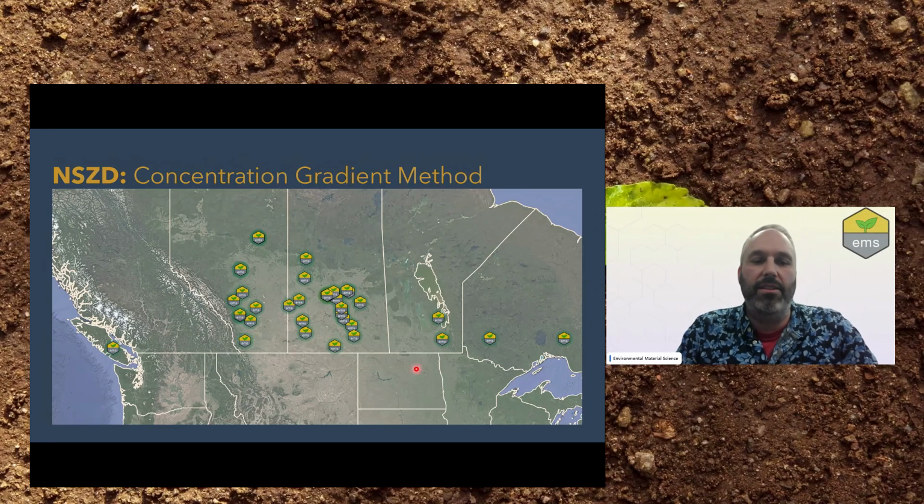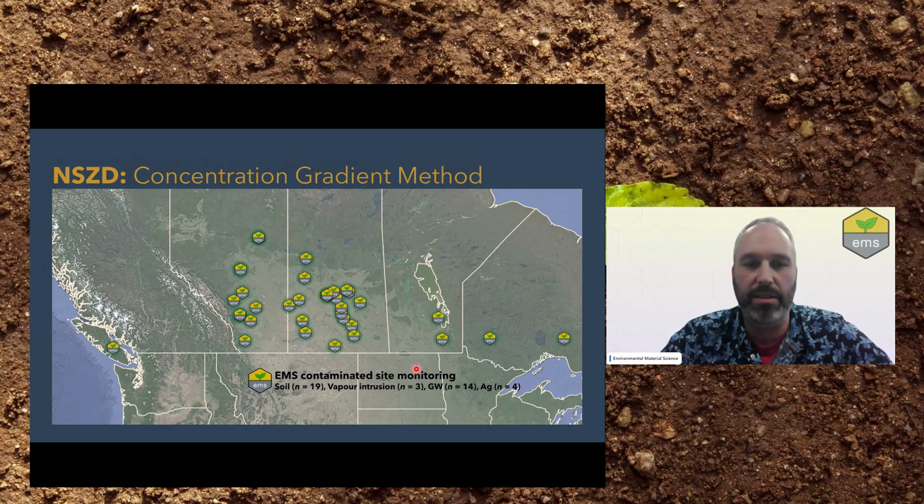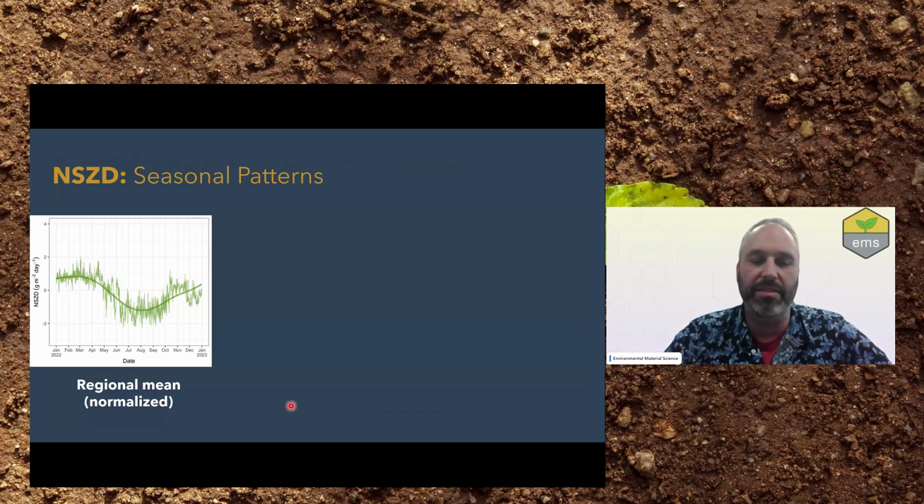So here's our state of sites now. We've got sites across Western Canada and into Ontario as well, where we're measuring natural source zone depletion. We've also got some vapor intrusion and groundwater sites, but we'll be focusing on these soil sites. So we've measured NSZD at all of these.